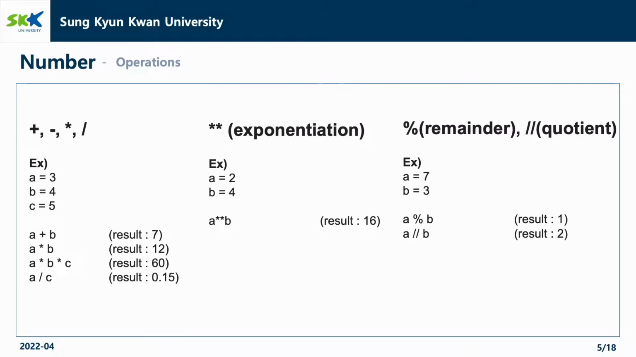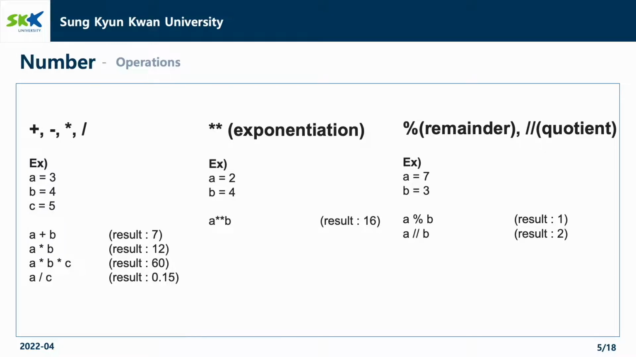Using numbers as operands, we can do some operations. There are 7 operators. You can do addition, subtraction, multiplication, and division in Python. In this example code, we store 3 to a, 4 to b, and 5 to c. And you can calculate these examples by using operations and the exponential operation too.